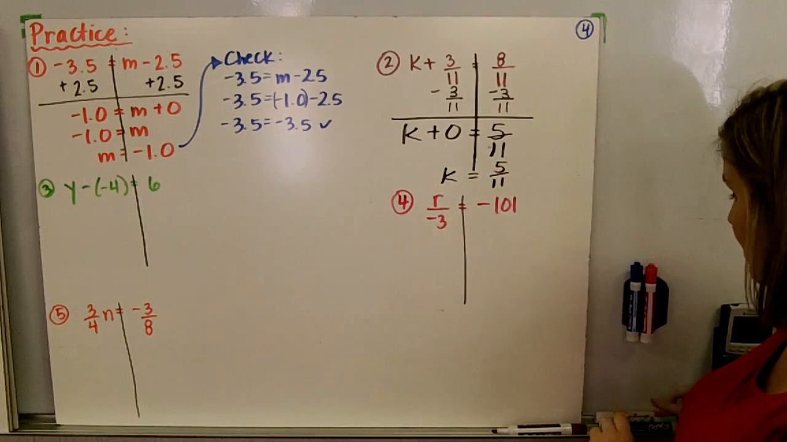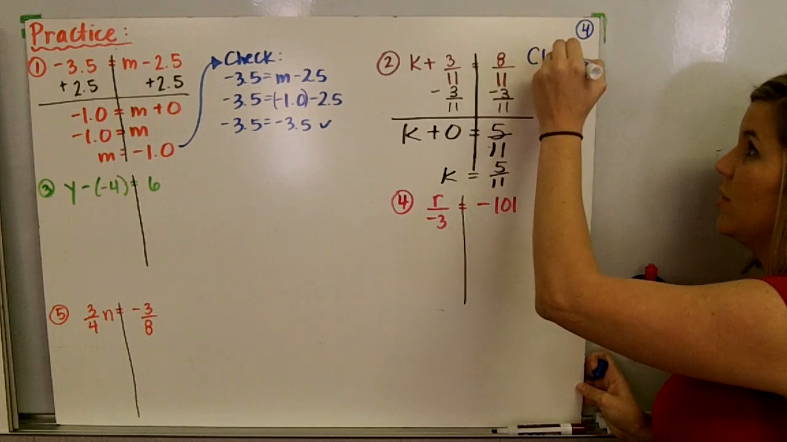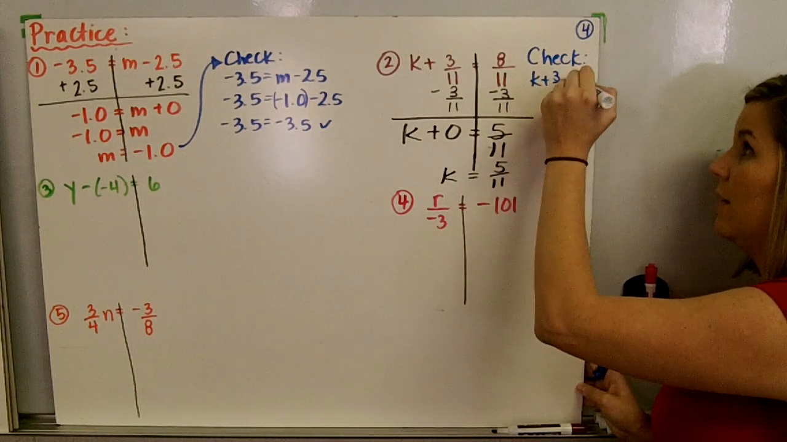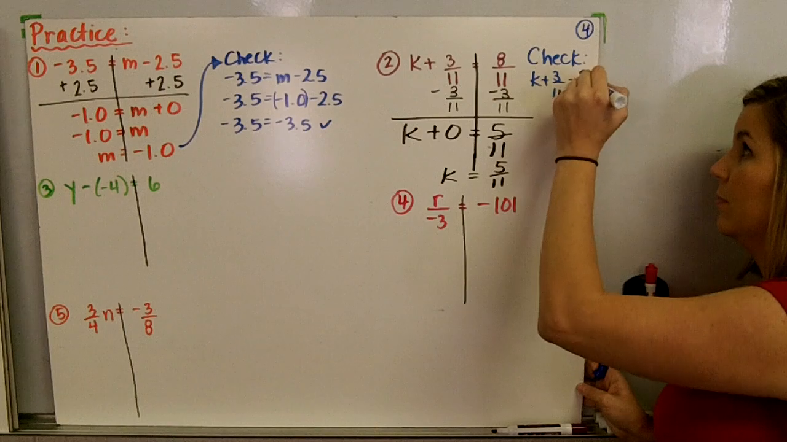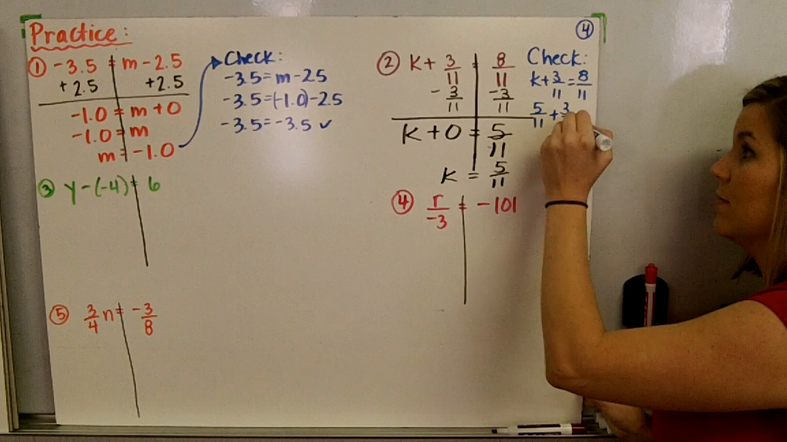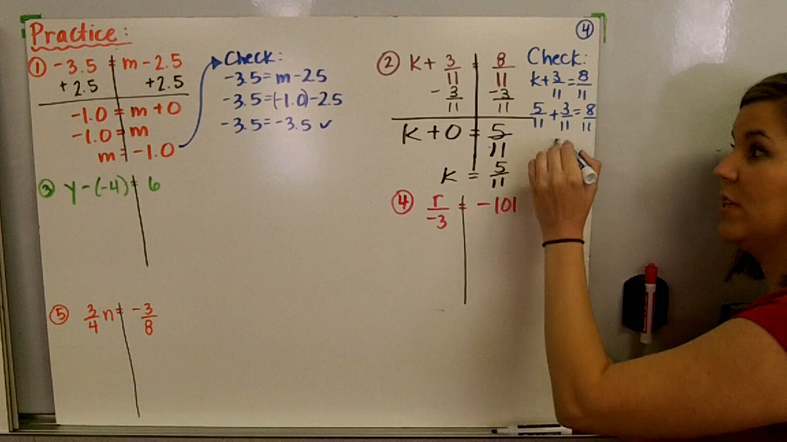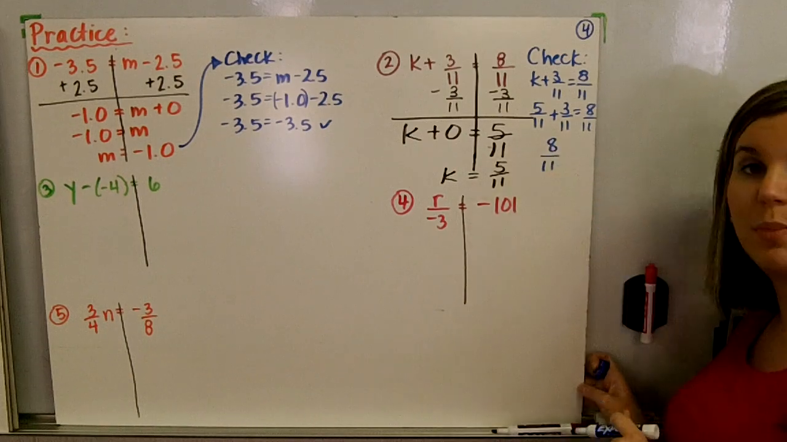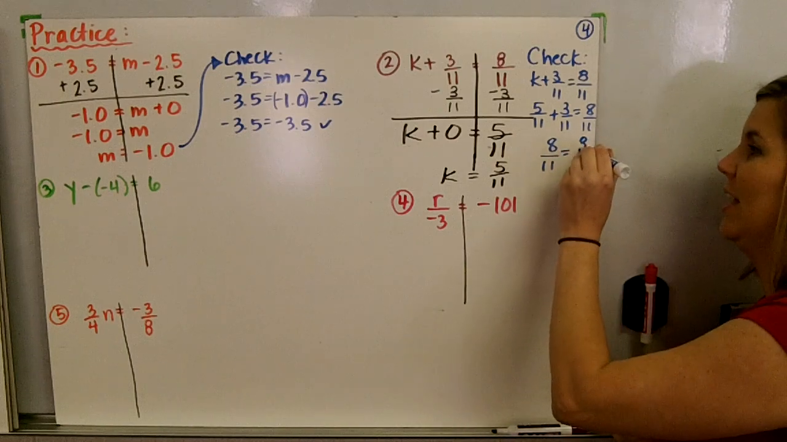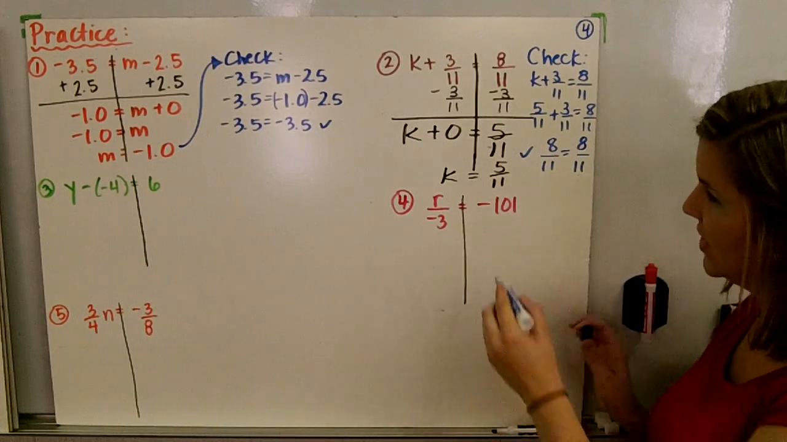And you can check this. So where k was in the original equation, you're going to plug in 5/11ths. So 5/11ths plus 3/11ths equals 8/11ths. 5 plus 3 is 8. When you're adding fractions, the bottoms stay the same if they are already the same. So 8/11ths equals 8/11ths. That's true. So this is our answer.